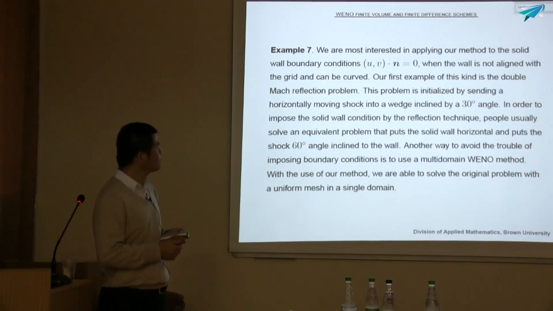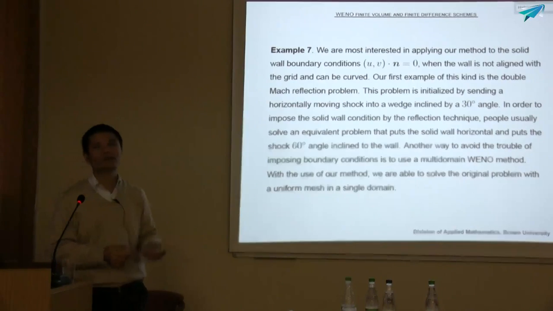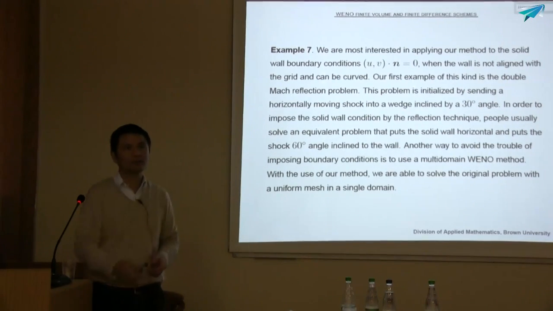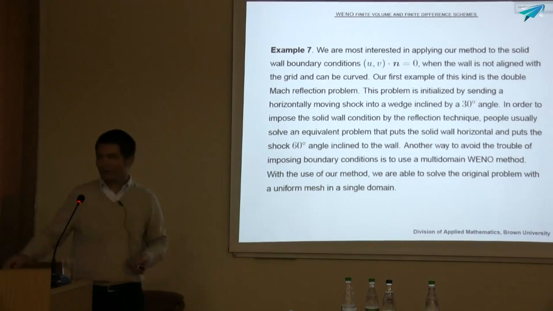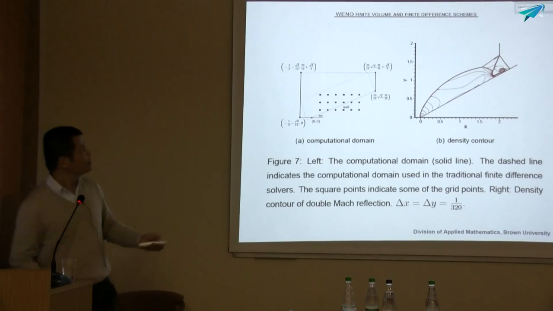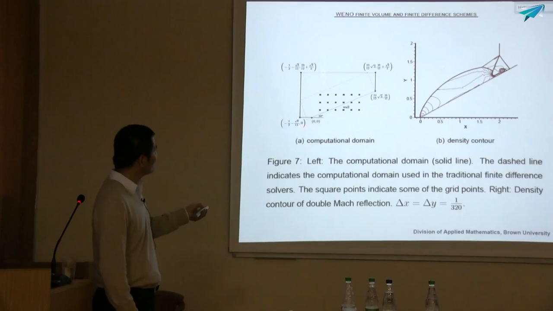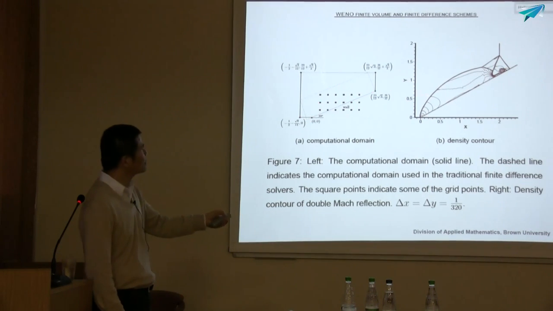But the main advantage of this procedure is that we can compute with wall boundary conditions. In other words, for Euler equations, the wall boundary condition is that the normal velocity should be zero on the wall. So this can be done in a very nice way. For example, this double Mach reflection problem. The physical setup is that you have a ramp here. The flow comes from the left and gets reflected because you have this angle here, right? So you get some structure which looks like that.